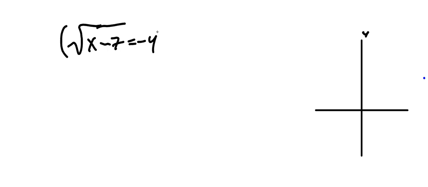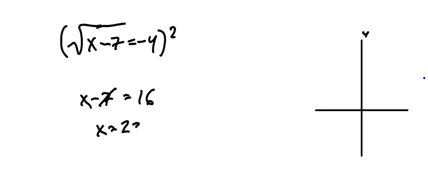So let's say we have some sort of equation. Let's say the square root of x minus 7 is equal to negative 4. So let's just solve it. To get rid of the square root, we square everything. So that means x minus 7 is equal to negative 4 squared, which is 16. Let's subtract, or in this case add, sorry. X is equal to 23.